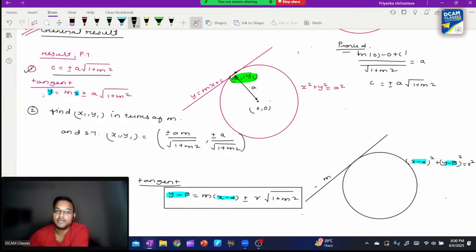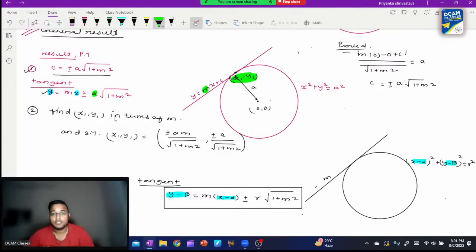But the question is, how will this help you? The equation of tangent is this. If the equation of circle is given to you and only the slope of the tangent is given, then the equation of tangent you can just write like this: y is equal to mx plus or minus a root over 1 plus m square, where a is the radius. So finding out the equation of tangent becomes easy.